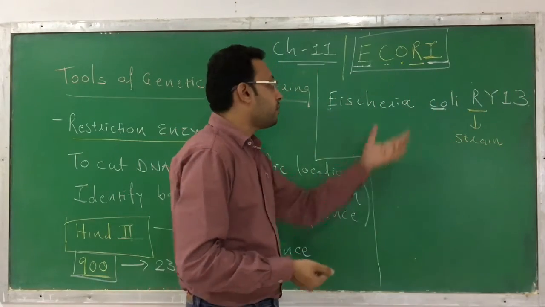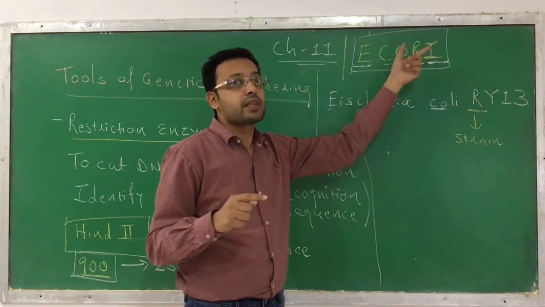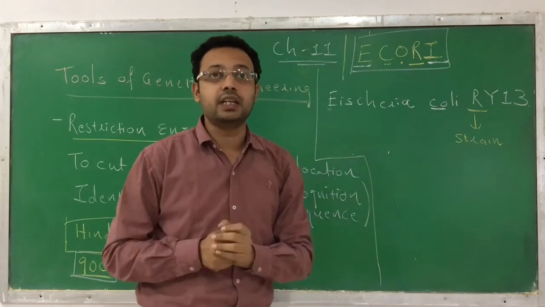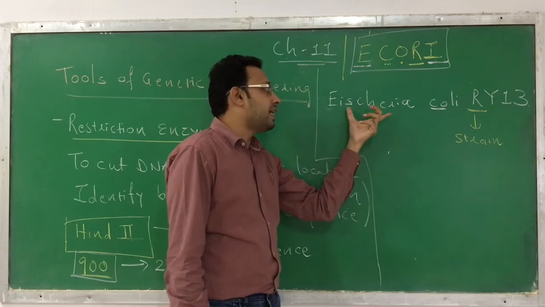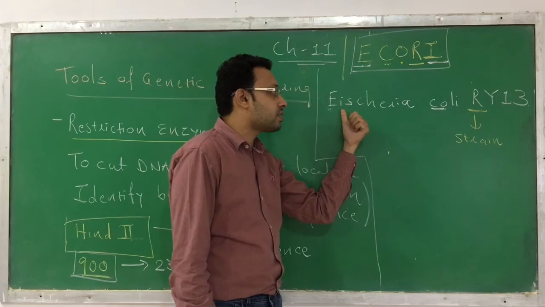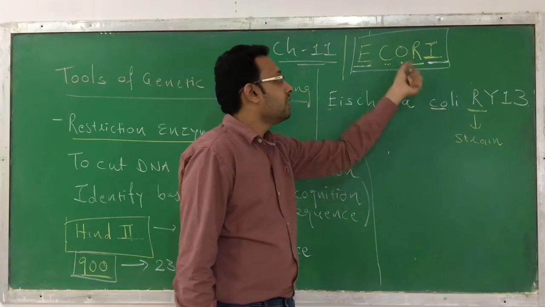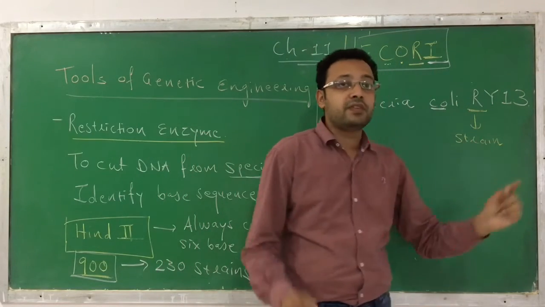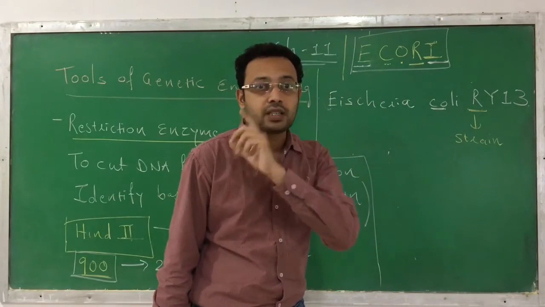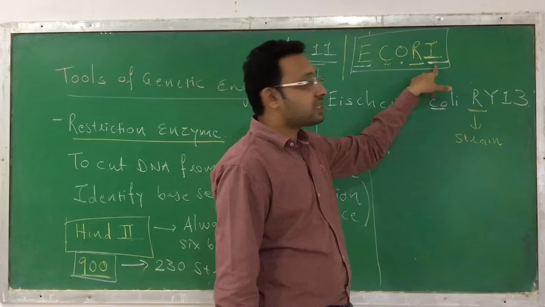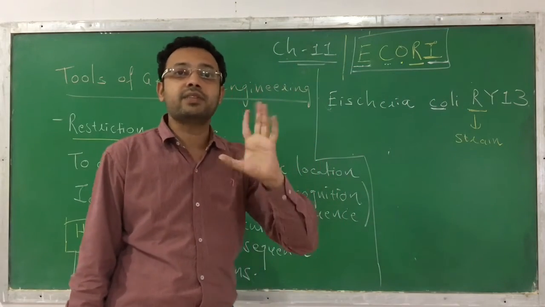So I am again repeating, what is this EcoR1? It is not I, it is 1. EcoR1 is a restriction enzyme. How is this name given? There is a specific way. The first letter indicates the first letter of the genus. The second letters, CO, indicate the species. The next letter indicates the strain from which it was discovered. Here it was discovered from the strain RY13 of E. coli. And the next is a Roman numeral which indicates the order of discovery of this enzyme.